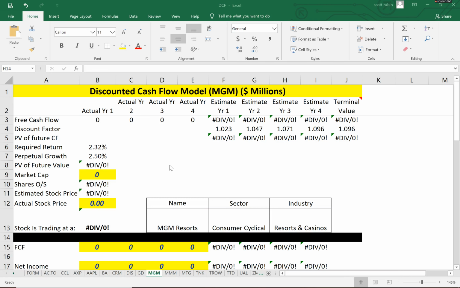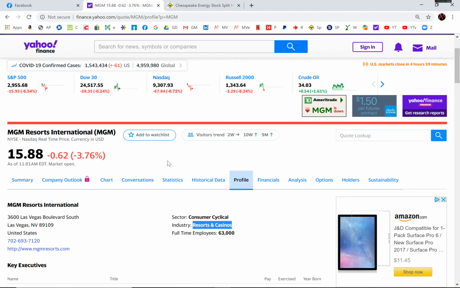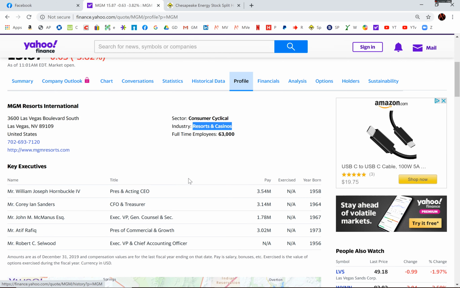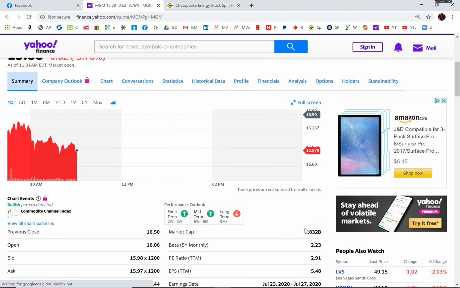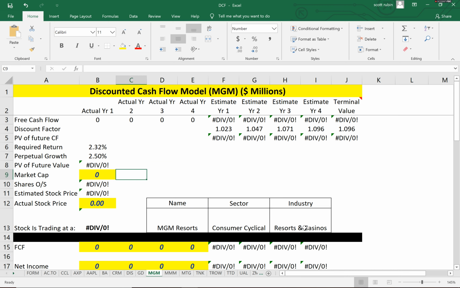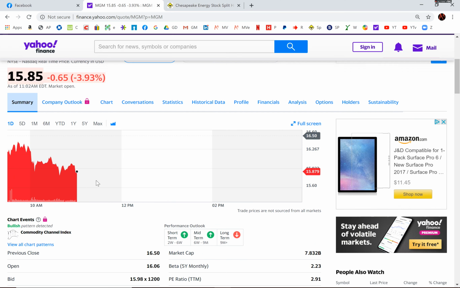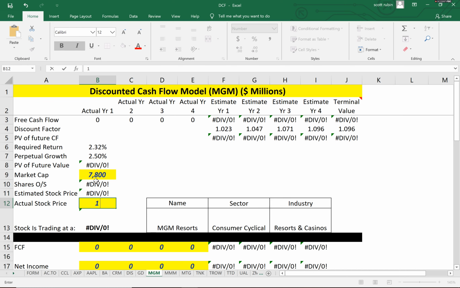Let's do a cash flow model on MGM Resorts. We're going to find out the intrinsic value of this company by estimating the future free cash flow and then discounting it back to today's dollars. First, let's see the market cap. So it's $7.8 billion, and then they trade at $15.85.